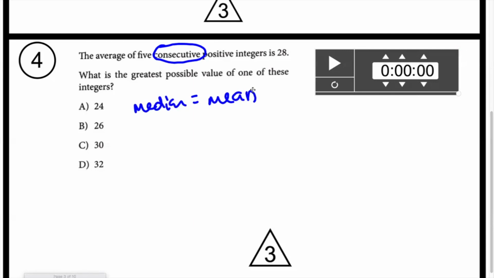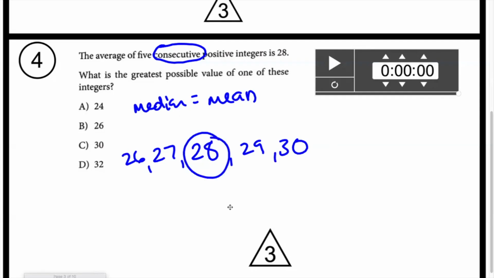That's super important because if they want the average or the mean to be 28, and there's 5 of them, then I just know that 28 is in the middle. So then I have 27, 29, and then 26 and 30. It has to be these for 28 to be in the middle. And then the greatest possible value of these is just 30. They said consecutive, so we assume they're by ones. They could have said consecutive even, consecutive odd, but the bottom line, anything consecutive, the median and the mean are equal to each other.